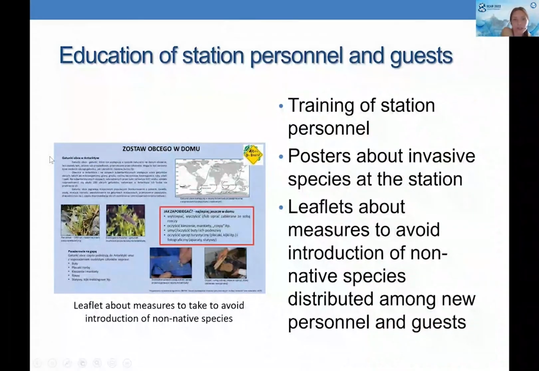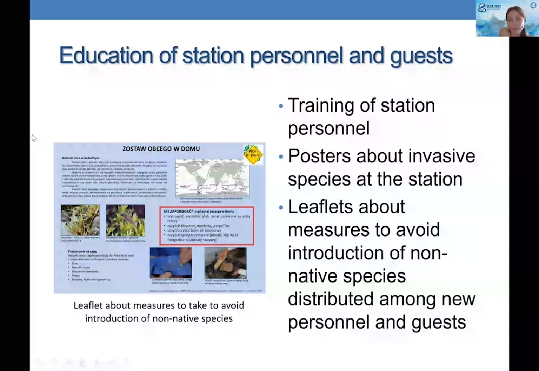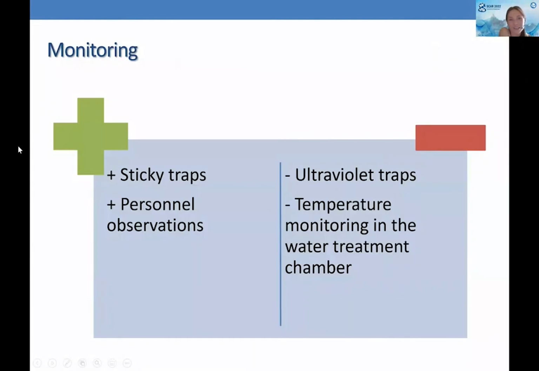In terms of education, we educate both station personnel and all the guests that are visiting Arctowski station through lectures before going to Antarctica, while being there, and also both employees and visitors are exposed to posters in the station, and to leaflets that we share with everyone who's there. We monitor the presence of the flies using sticky traps all around the station and in all of the buildings, and also through personal observations. If someone sees flies, they report it and also try to catch them and get rid of them.